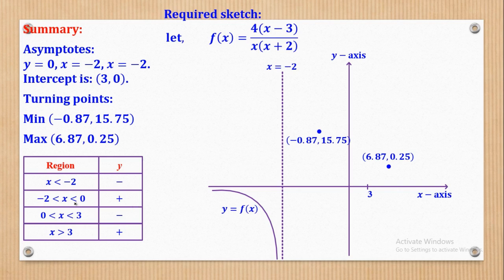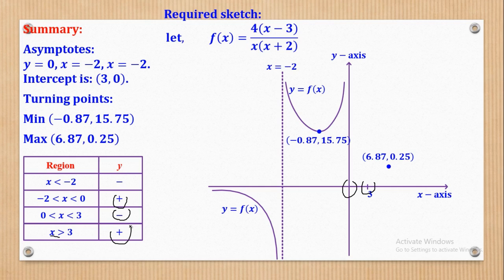Then between negative 2 and 0, this is the region. And that region, they told us it should be positive. Then they also told us that this point is a minimum point. Therefore, positive means it is above the x-axis, and the minimum point means that the curve has to be of that shape. Therefore, I shall come and sketch that curve also. Okay, then between 0 and 3, this is 0 and this is 3, the curve is negative. But this is an intercept, not that. And also, greater than 3, the curve is positive.